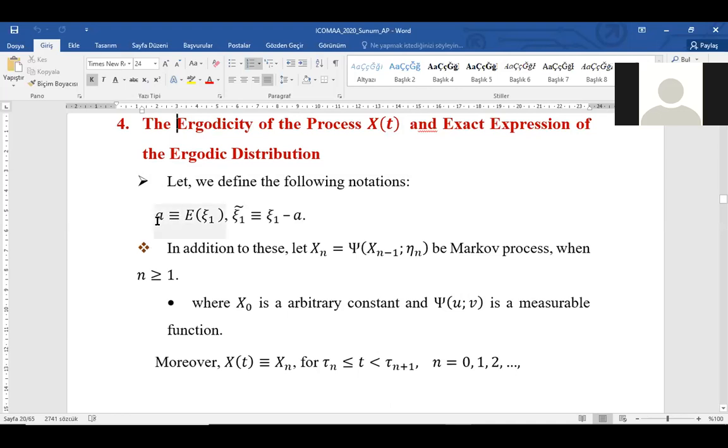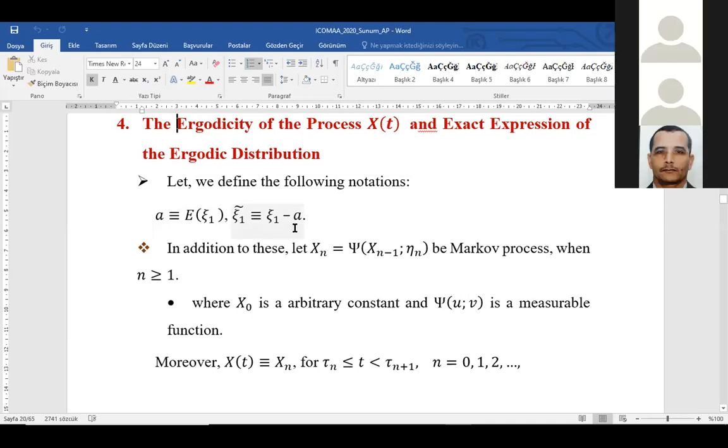Here, A is Xibir, and this is Xibir minus A. Then Xn is a Markov process, and our process xt equals Xn for these intervals.